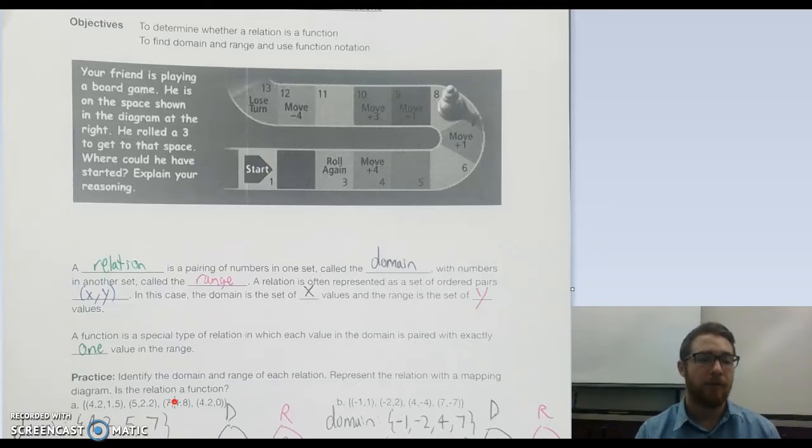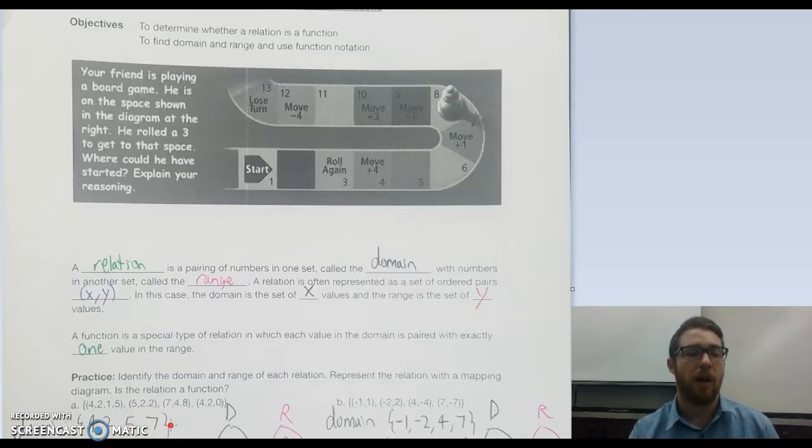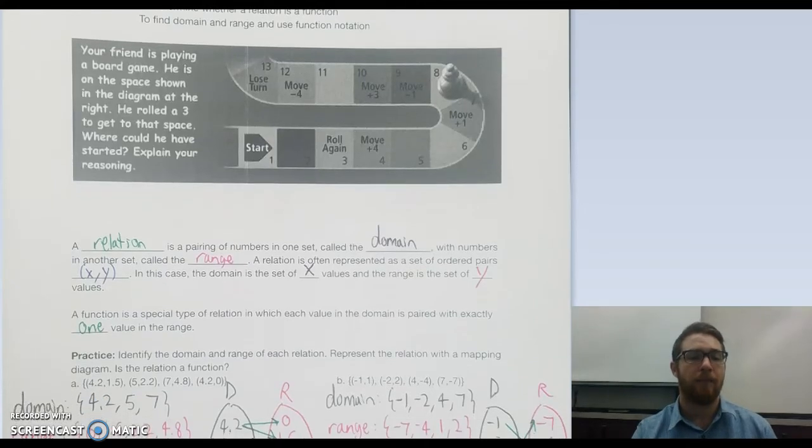So in that first example, we see 4.2 and 1.5 are your x and y values. If I take the x value from that, that will be a value of the domain. Next is 5 and 2.2, so 5 is another domain value for x. 7 and 4.8, so 7 is another x value for the domain. And 4.2 and 0 means that 4.2 is already used. We don't need to use that again as the domain because that first ordered pair covered that already.